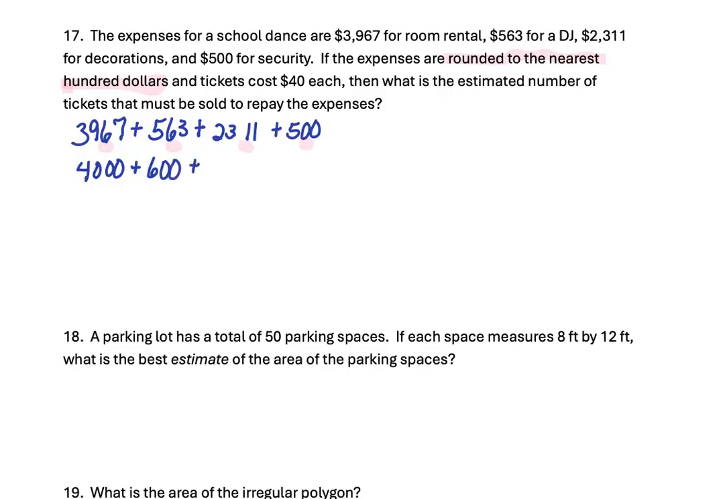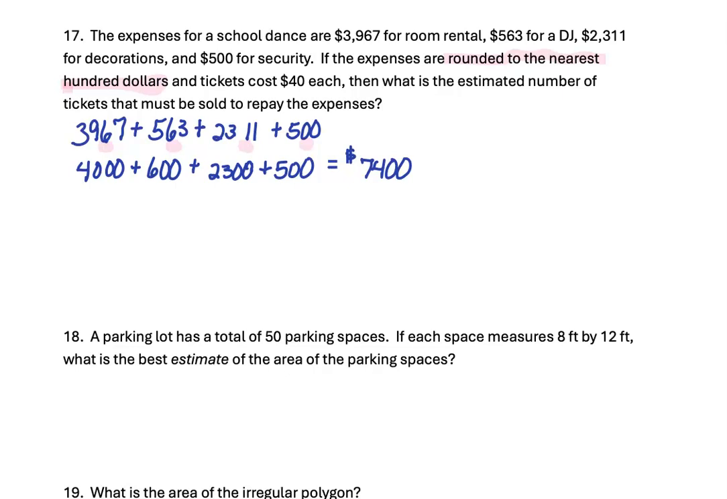Here the tens value is 1, which is less than 5. So I'm going to leave this the same, 2,300. And here the tens value is 0, so I leave it the same. So that's going to be 500. Once I've done all my rounding, then I want to add all this together, and that gives me a grand total of $7,400. So that's how much it's going to cost them to have this dance.